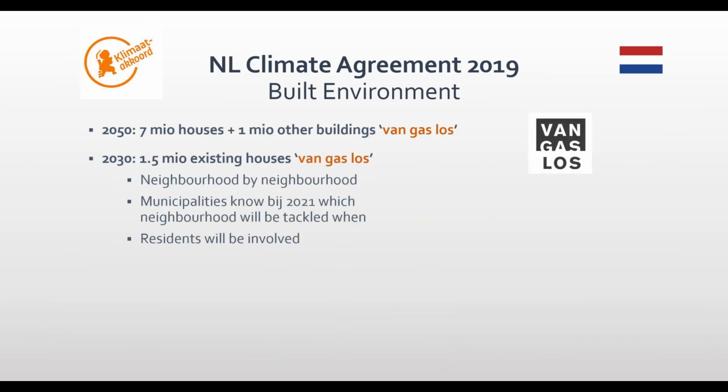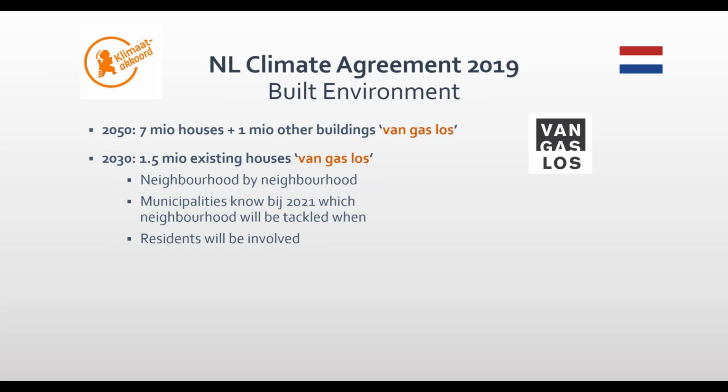So zooming into the built environment sector, these are the challenges we are facing. By 2050, we need to decouple 7 million houses plus 1 million other buildings from gas, what we call van gaslos. So we need to find an alternative for the natural gas heating we have now. And by 2030, we should already do that with 1.5 million existing houses.